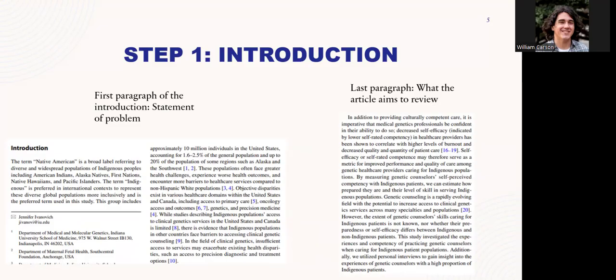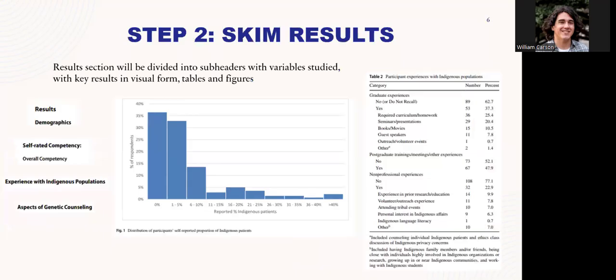Now, the second step, skim results. Literally just skim the results. You want to look at the headings, you want to look at the figures, and you want to just look at everything else that's very, very appealing. If it is highlighted, if it's bolded, if it's in an image, look at it because those are the things that the authors think are the most significant and interesting findings.